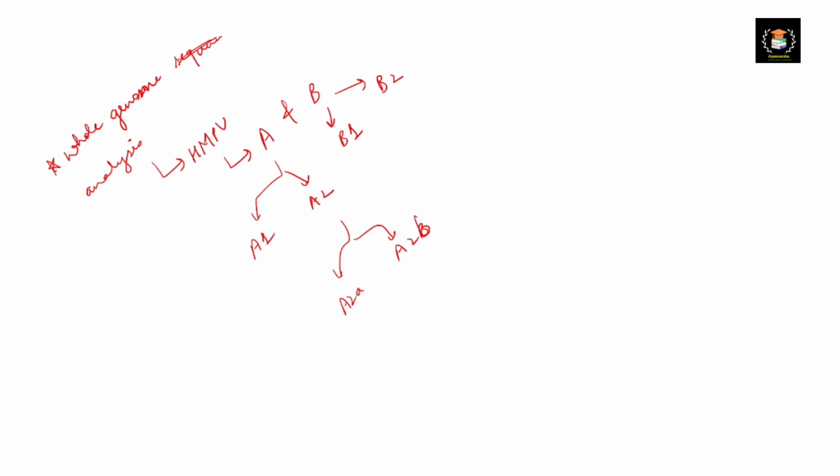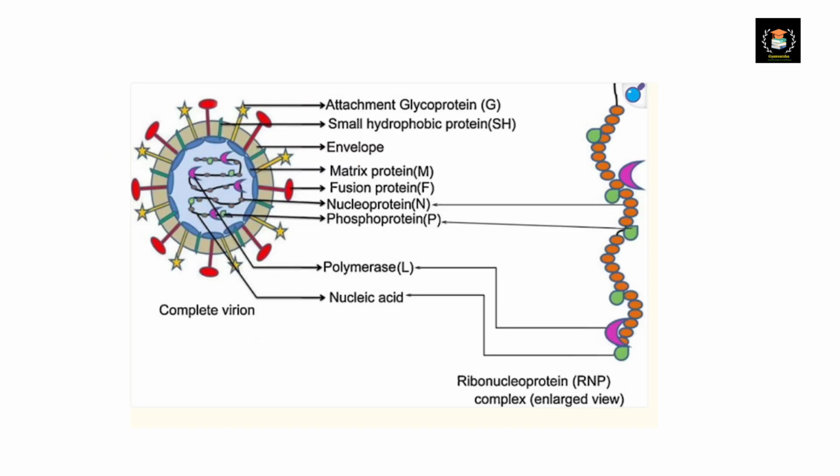So we'll go to molecular virology. What is the molecular virology of this virus? This is an HMPV virus. First of all, it is pleomorphic in nature. Its size varies from 150 nanometer to 600 nanometer.